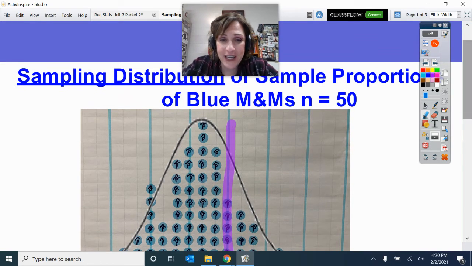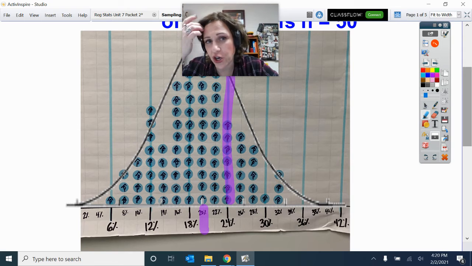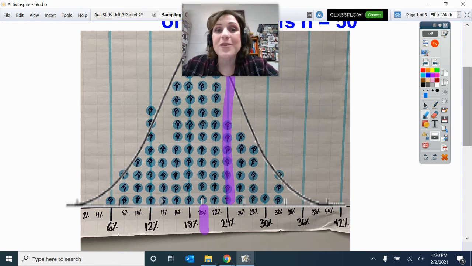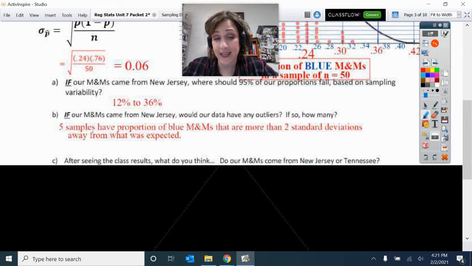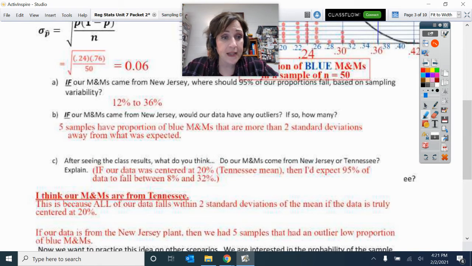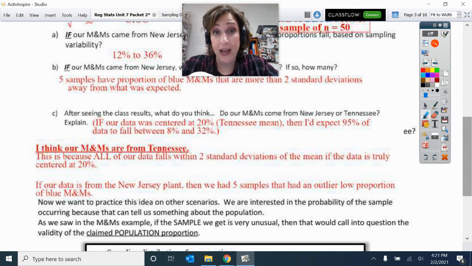And a little secret, I had made these samples with beads, and so I knew the exact proportion. I knew it was 0.20 before we started. And so there you go. It had come out to center around exactly what the center was where it should have been. Okay, so based on that, I think that these are coming from the Tennessee factory. If our data was from the New Jersey factory, we would have had 5 outliers. But if they were from Tennessee, where I think they probably were, we would have no outliers. They would have all been within 2 standard deviations.